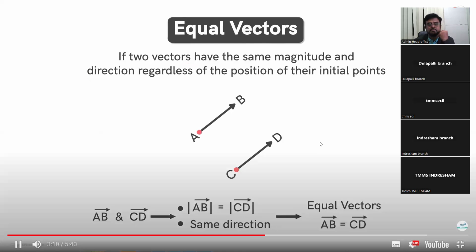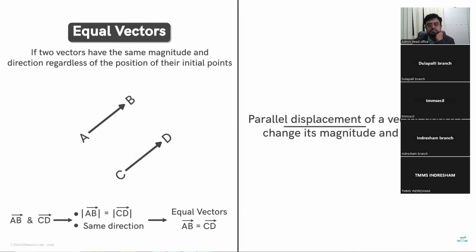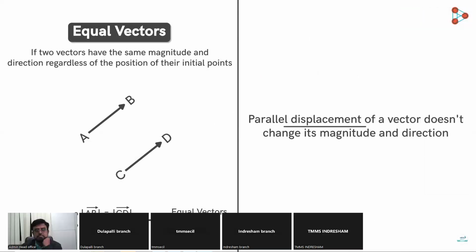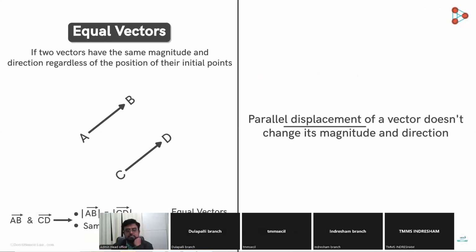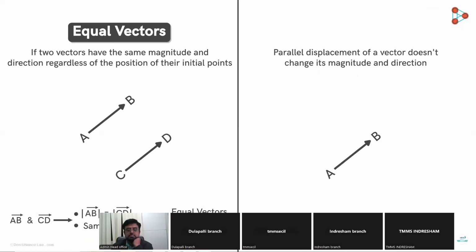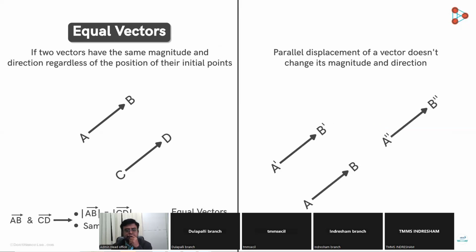So according to this, we can move a vector parallel to its position without affecting its magnitude and direction. For example, we can make two copies of vector AB by moving it parallelly in this direction or moving it in the same direction like this. Here, all the three vectors will be equal to each other. Such vectors are called free vectors. That is, parallel displacement of vectors gives us equivalent vectors.